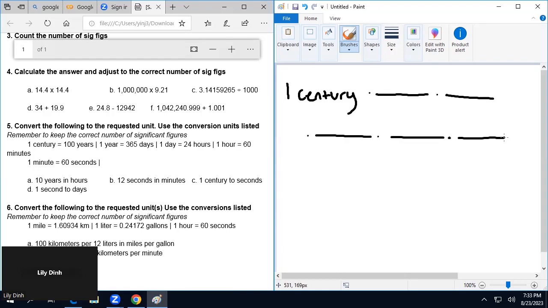1 century to seconds. I think it's wrong, I haven't really checked, but I got 3.1. You're correct. 3.153 billion. I don't know how to read it. That number's too big for me. 3.1536 with 7 zeros. That is correct.